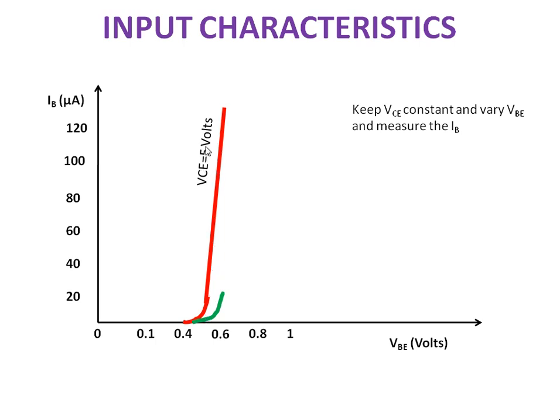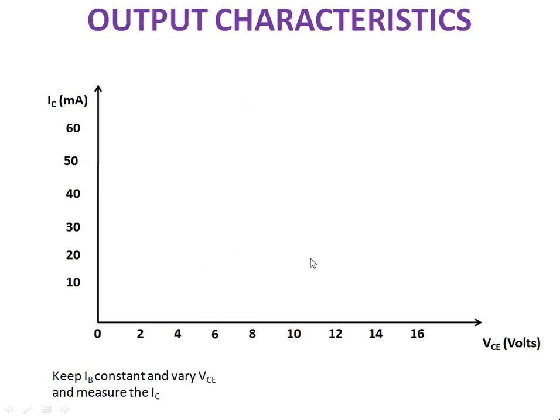The red color shows that when VCE equals 5 volt, this is the relationship between VBE, the input voltage, and the input base current. Suppose I increase the VCE to 10 volt, this will be the characteristics, VCE 10 volt. So this characteristics is almost similar to the diode forward bias characteristics, because the cut-in voltage is approximately 0.6 volt here. And next one is the output characteristics.